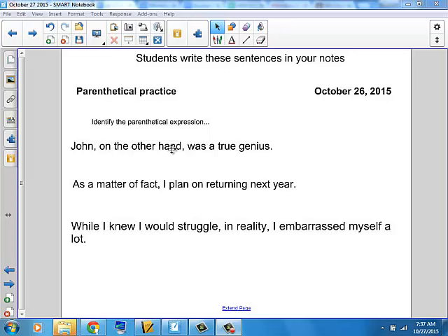You also have this one. "As a matter of fact, I plan on returning next year." I plan on returning next year is your essential element. As a matter of fact is your non-essential element, your parenthetical.